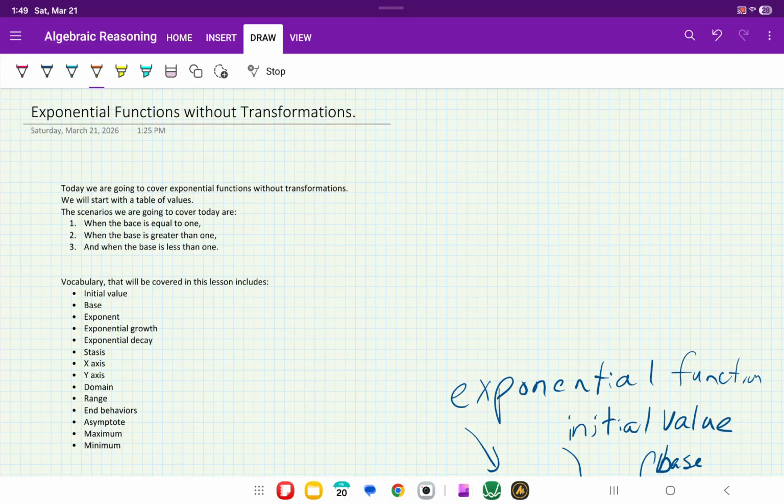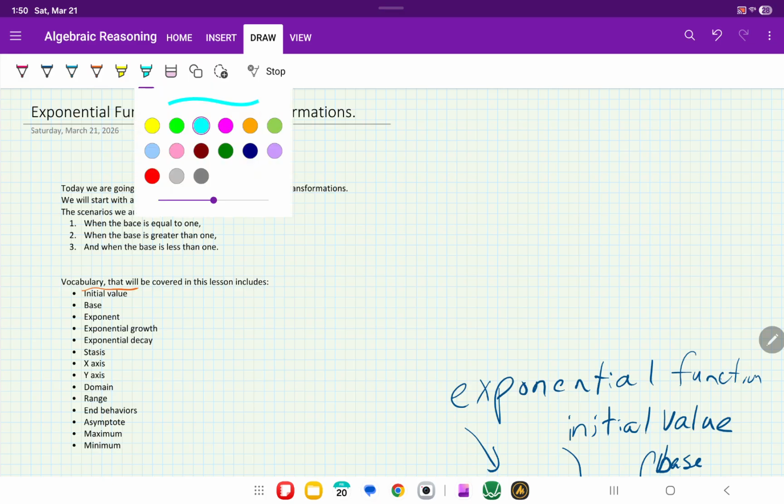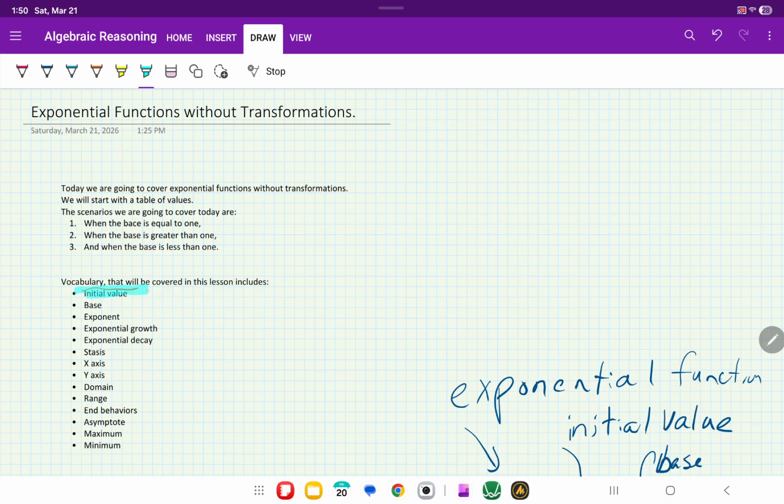So we have talked about our initial value. We have talked about our base. Our exponent, of course, is the power that is changing what we're doing. We have looked at one that is exponential growth. Our x-axis, of course, is right there. Our y-axis goes up and down. It's our vertical and our horizontal axis. Our domain is that we could put anything in for our inputs. And our range, oh, we haven't talked about our range yet.